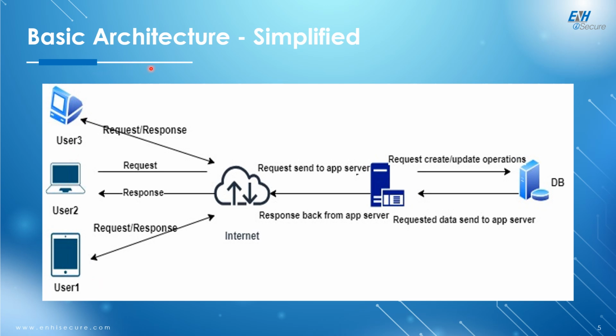So the basic architecture, simplified, is like this. A request comes either from a desktop, a laptop, or my mobile. When you send a request via the internet, it goes to the web application server, which is deployed with the web applications. From there the request goes to the database, which responds with whatever information is needed, and then sends it back to the server, and the response goes via the internet to the customer, either user 1, user 2, or user 3.